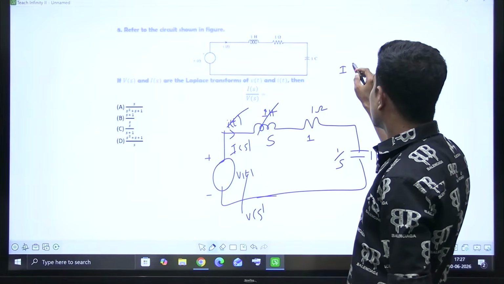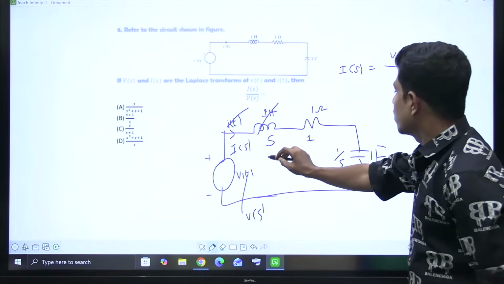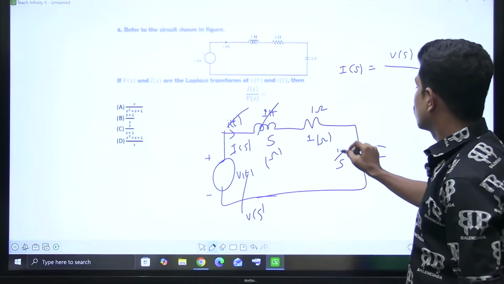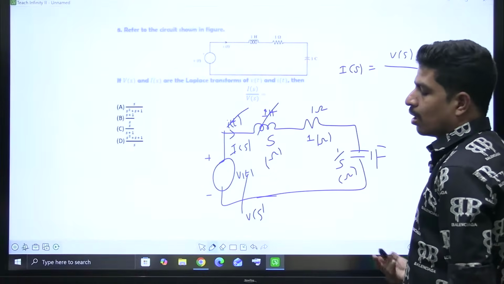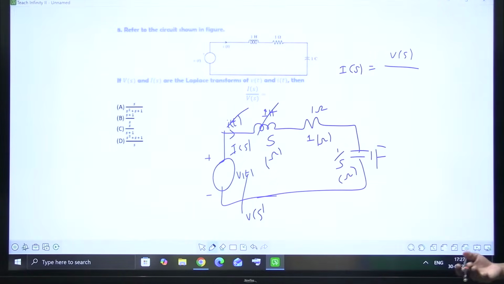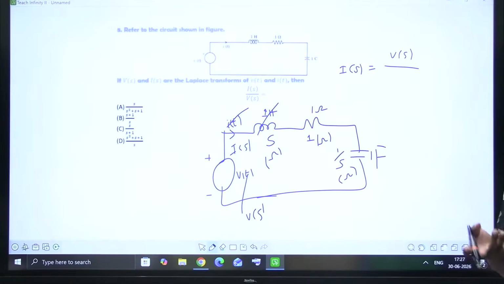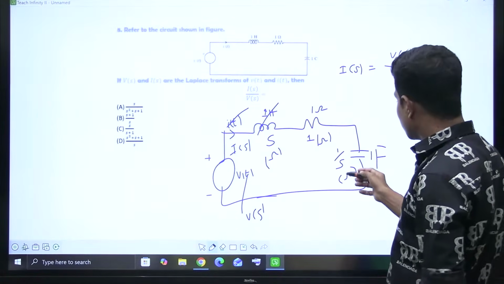Now, current is equal to, by Ohm's law, voltage divided by total impedance. Now, this is in ohms and this is in ohms. This is the specialty of the s domain: R, L, C, all three will become impedances in the s domain. In the time domain, L is L only with units of Henry, and C is C only with units of farads. But if you convert into the s domain, 1 by Cs has units of ohms.